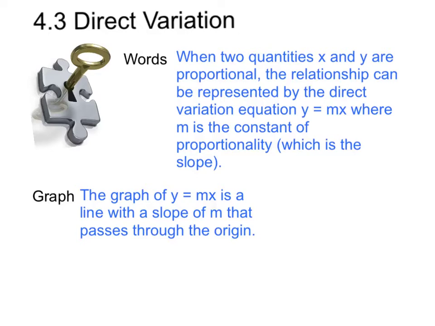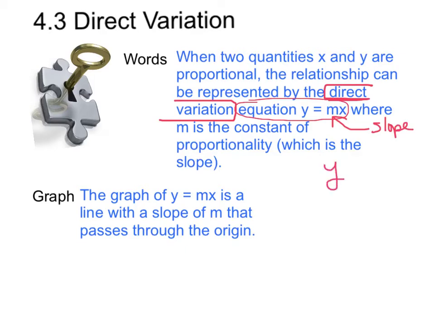So here's what we need to circle, underline, but make sure we understand this 100%. The equation is y equals mx. That is called direct variation, where m is the constant of proportionality, otherwise called the slope. So if you just know that m is the slope, you'll be fine. So y equals, for example, 3x, 3 is your m, 3 is your slope.